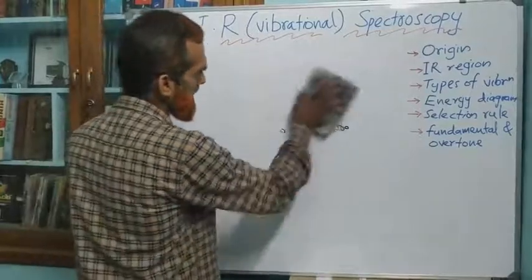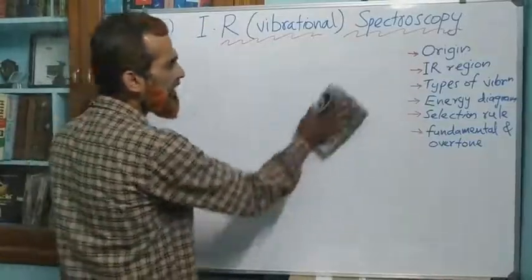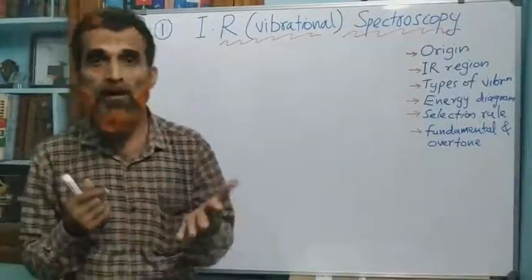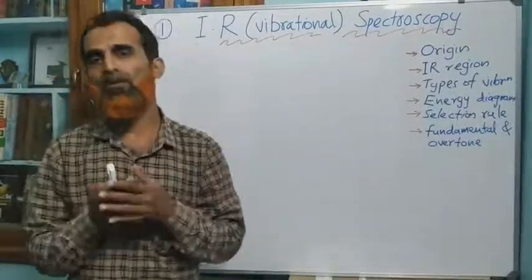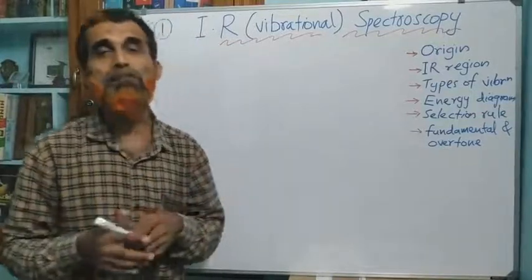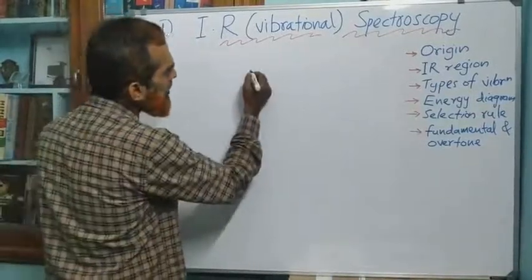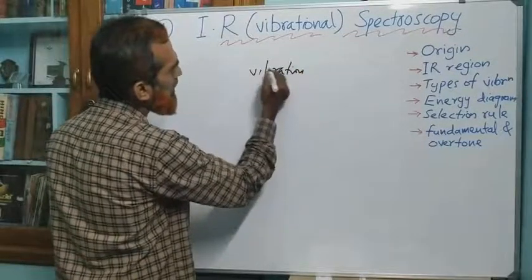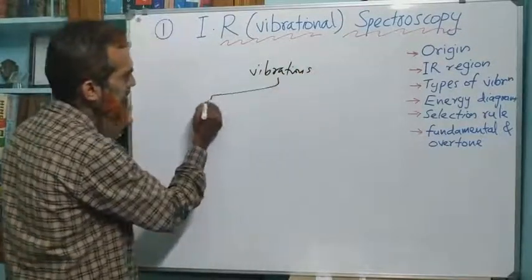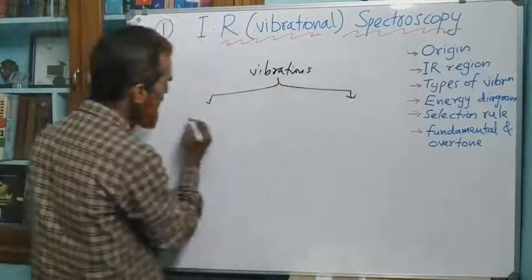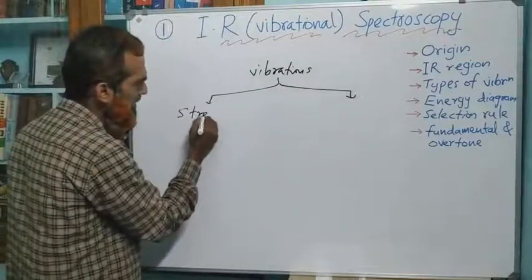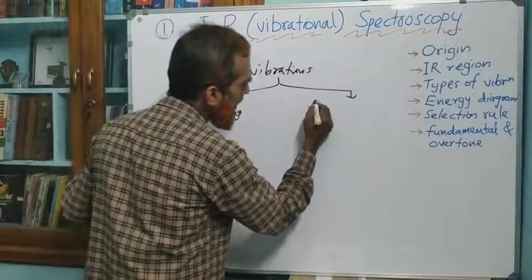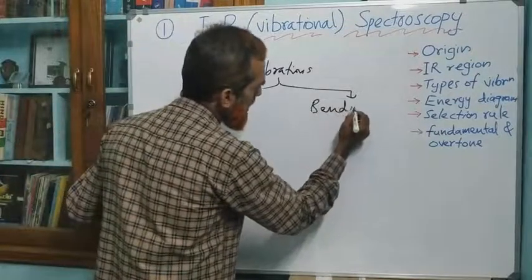Next, about what are the different types of vibration. I told you the origin of IR spectroscopy is what? Vibration of molecules. What are the different types of vibrations? There are two different types of vibrations shown by molecules. Vibrations are of two types. Basically, one is called stretching vibration, stretching. The other is called bending vibration.